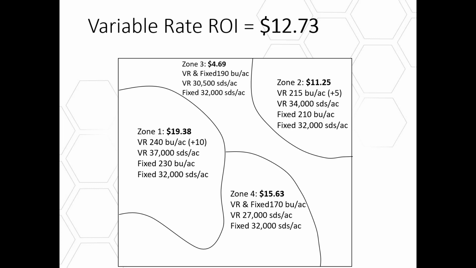For Zone 3 and 4, yield doesn't increase, but seed cost decreases to give an ROI for variable rate seeding of $4.69 and $15.63 an acre for Zones 3 and 4 respectively.